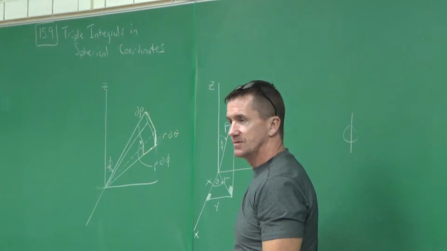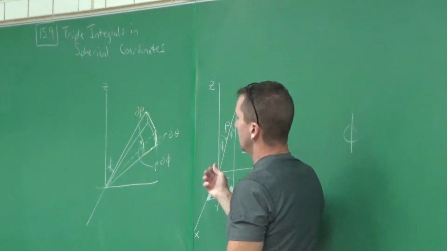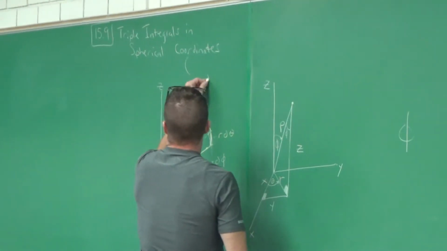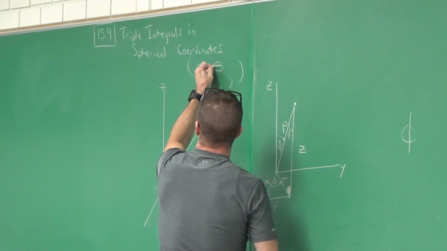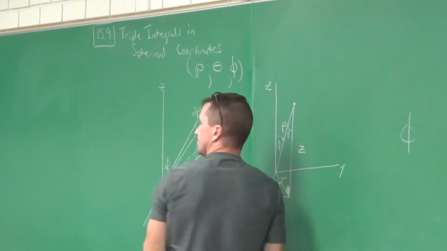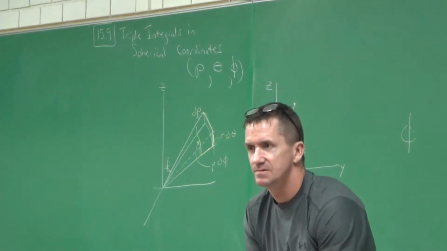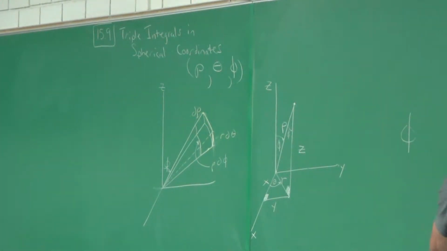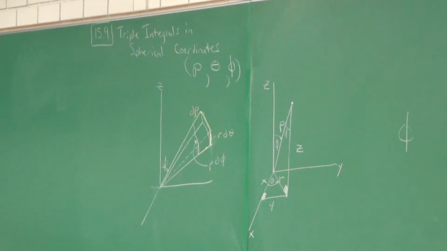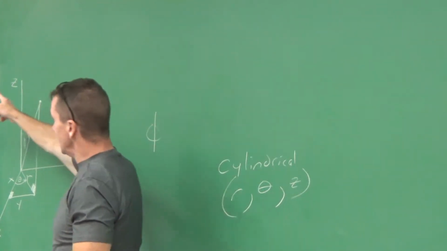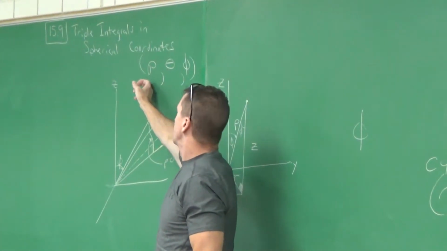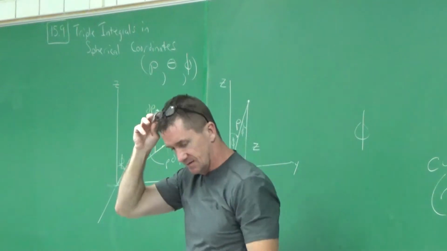Does everyone have it? This is going to be spherical coordinates. What are the three variables? Rho, theta, and phi. Those are the three variables. What were they in cylindrical? In cylindrical, it was r, theta, and just a z, right? Now you're using the same theta as before, but you also have a rho and a phi.